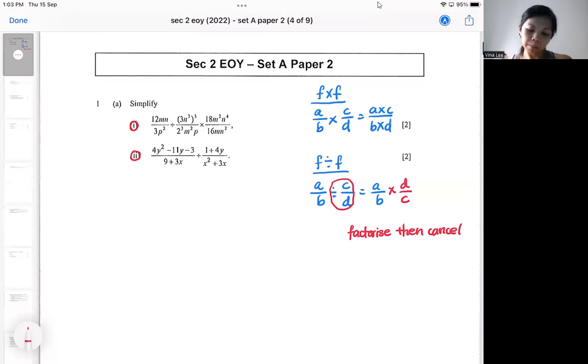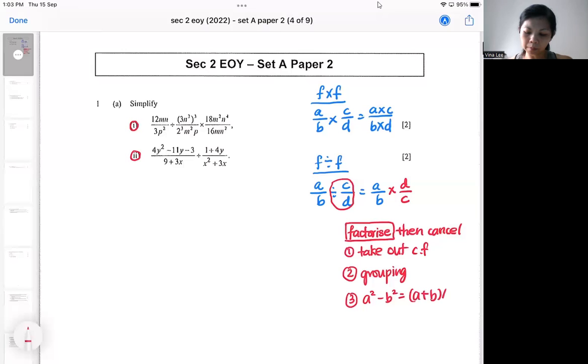Because certain things will involve factorizing, obviously you also have to recall your 4 steps of factorization. It can be take out common factor. It can be the grouping method. It can be a squared minus b squared. It can be the cross factorization. You can be doing this, or you can be doing the box method, or what we call the tic-tac-toe method. So that will be the generic idea first.